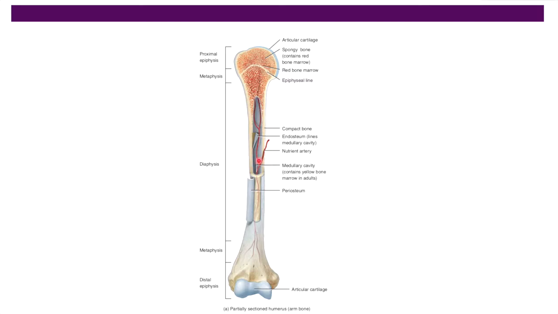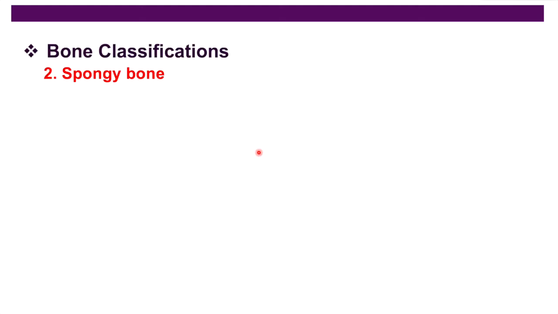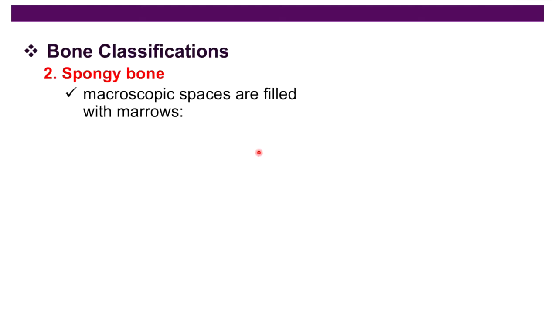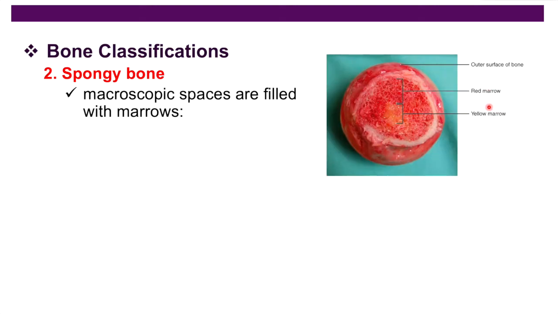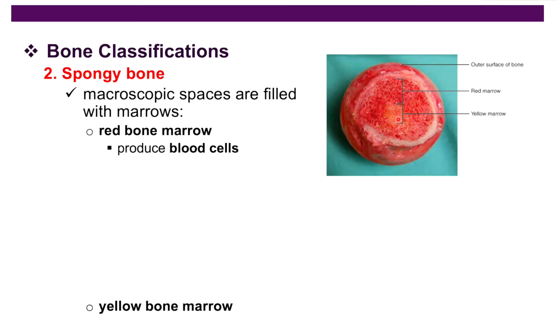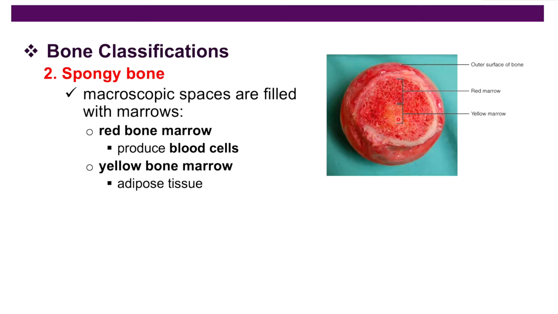Aside from these small spaces within spongy bone and compact bone, the diaphyses of long bones have this hollow center called the medullary cavity. In spongy bones, the spaces and this medullary cavity are filled with marrow. There are two kinds of marrow, the red and yellow. The red marrow is where blood is formed through a process known as hematopoiesis, while the yellow marrow is mostly adipose tissue.